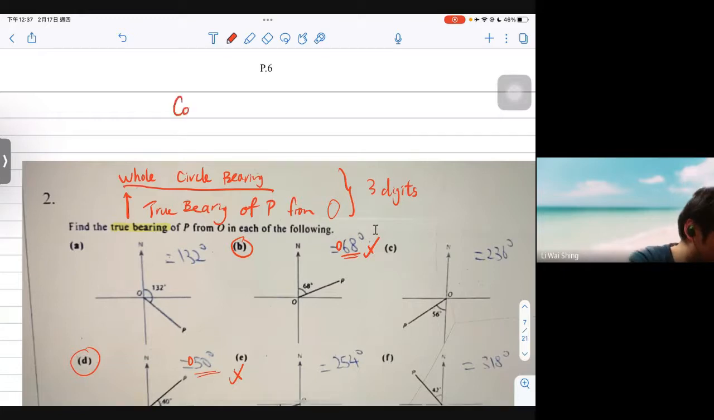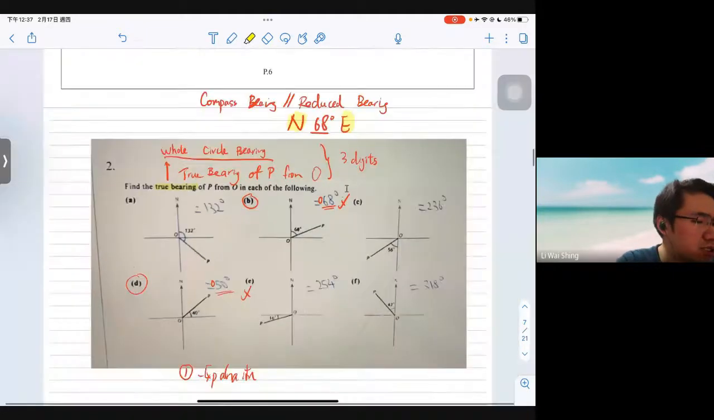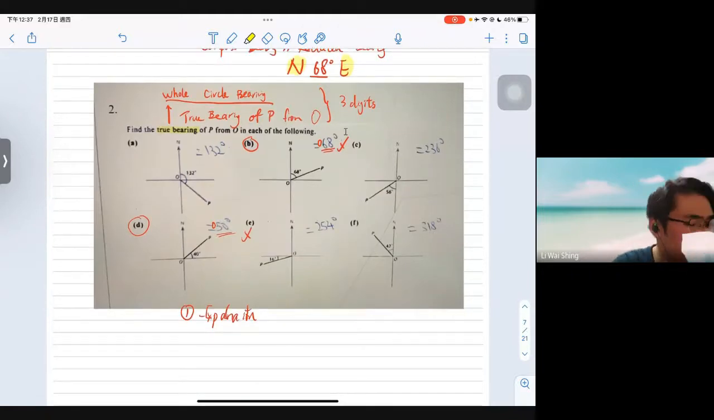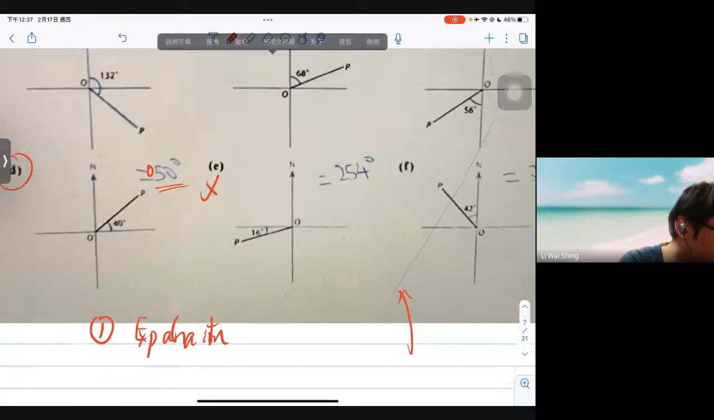However, for the compass bearing, 羅盤方位角, or the reduced bearing that you have been using in Form 1, you just need to give me, for example, north 68 degree east. You don't need to give me 3 digits. But you need to give me the direction that you're looking at. So just these 2 minor mistakes. And yes, explanation and also the steps. I hope you all can give me more about that.